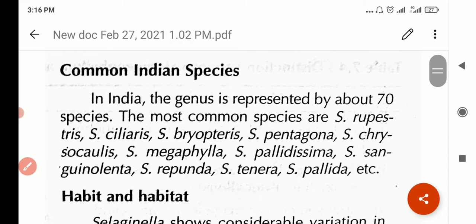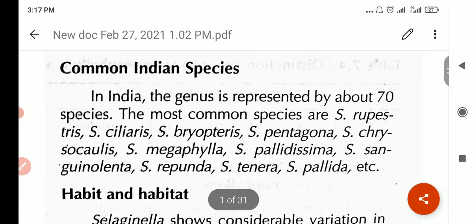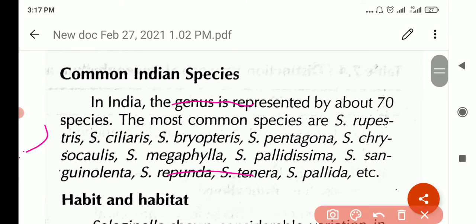So the common Indian species we find are Selaginella megaphylla. You can remember just a few, enough. Then you can remember Selaginella rupestris. Then this one, from the word bryophytes, so Bryopteris, because they look a bit like bryophytes, a little bit like ferns. Ferns, the word is pteris, no? So Bryopteris, in between bryophytes, in between ferns. So you can remember at least one or two, that will do.